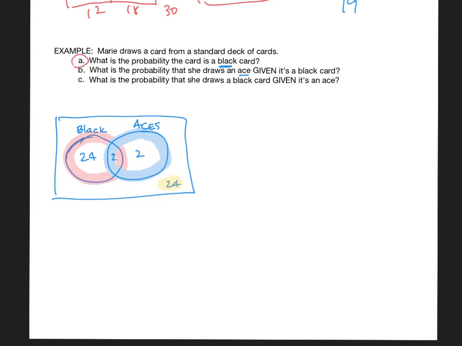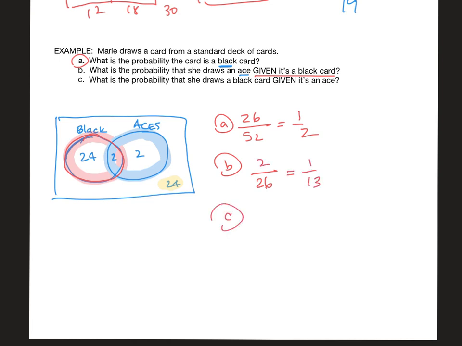So now let me see if I can answer question A. What's the probability that the card, right, a single card is a black card? Well, there are 26 black cards out of the 52, which reduces to 1/2. Okay, part B. The probability that she draws an ace given it's a black card. Okay, so given that it's a black card, my denominator is no longer 52. My denominator is 26. Okay, now how many aces are there in that black circle? There are 2, and that reduces.